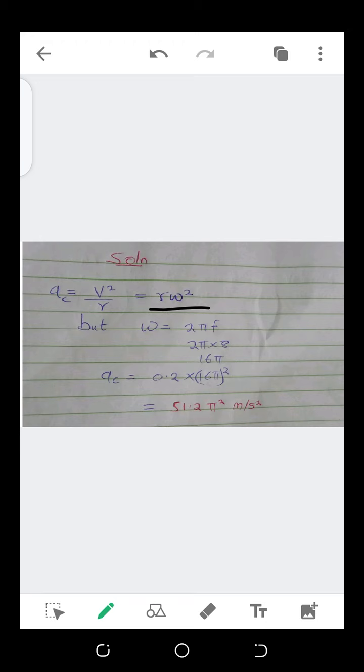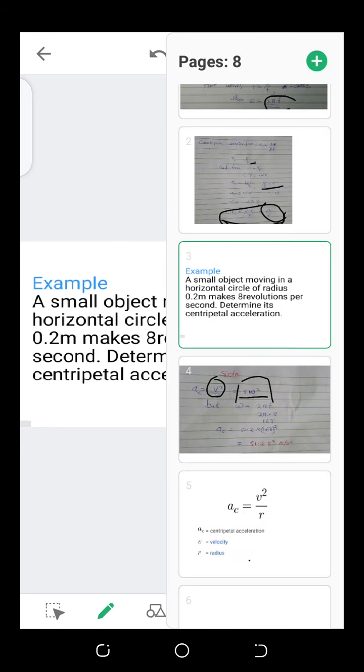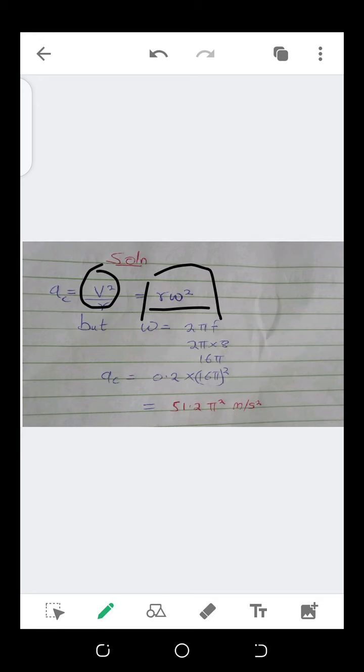Now, let's also go back to our a_c. The formula is here. So a_c is v squared over r, or we can use this one because it has omega, so it will be r omega squared. And in our example, we are given our radius to be 0.2 meters. That's our radius, and we've also calculated omega to be 16 pi.